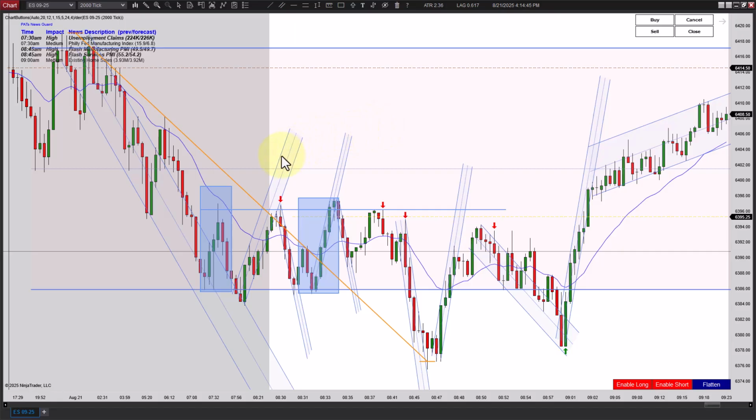But anyway, 7 o'clock came just as we're kind of bottoming out here. I think it's one of these bars.